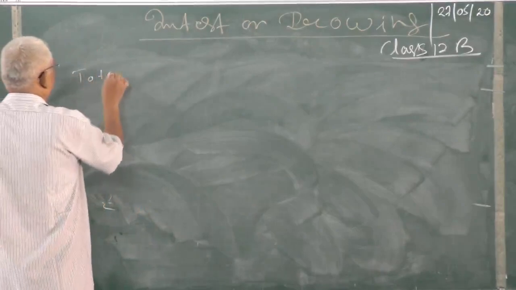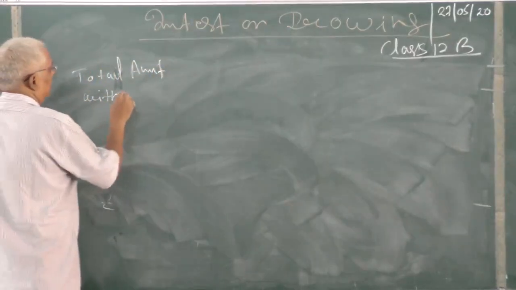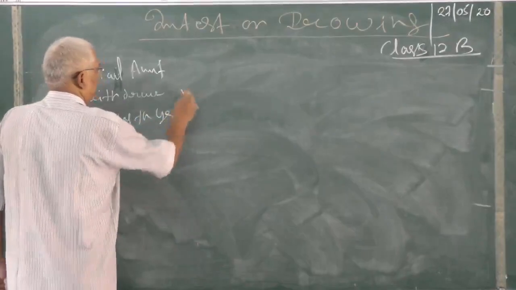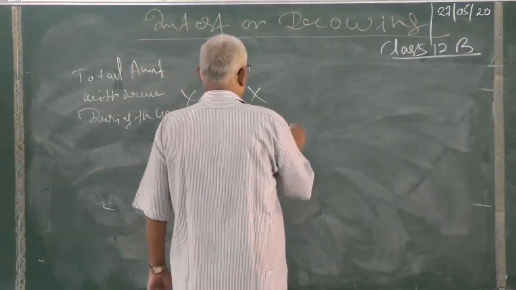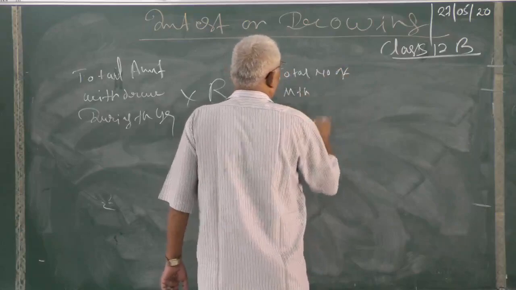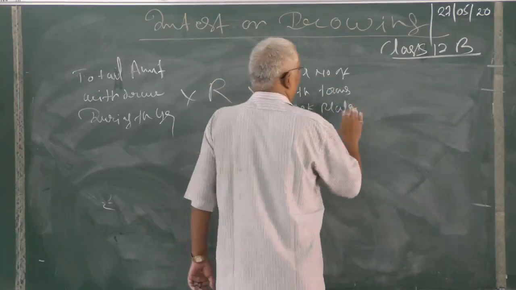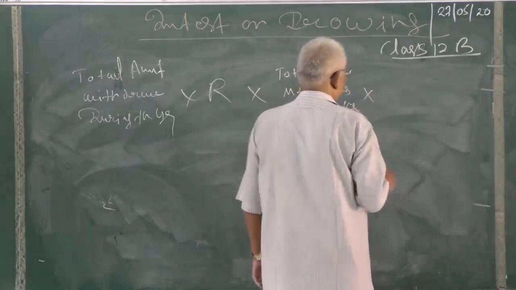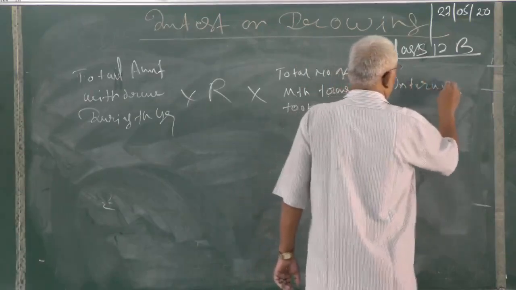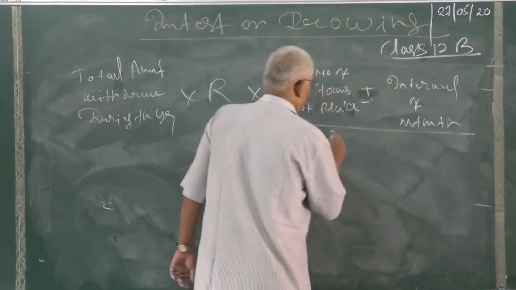Total amount withdrawn during the year into rate into total number of months transactions took place into plus minus interval of month divided by 2 into 12.